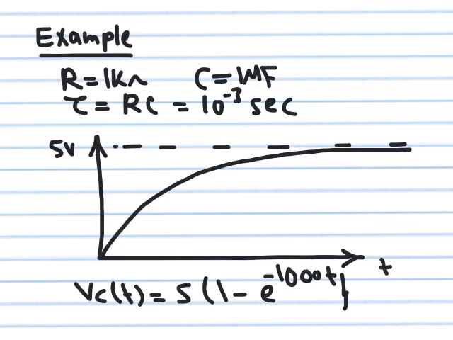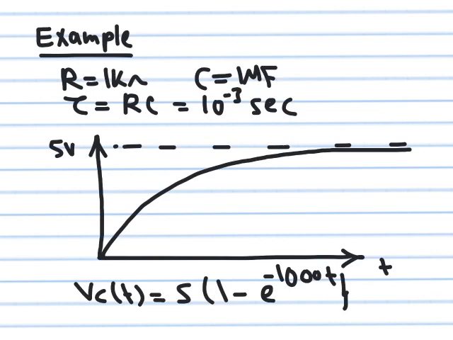So we can put an example here. If R is equal to 1 kilo ohm, the capacitor value is 1 microfarad, then tau is equal to RC. You multiply these two, you get 10 to the minus 3 seconds. So the expression for this waveform will be this one here, okay? 5 times 1 minus e to the minus t over tau. 1 over 10 to the minus 3 will give you 1 thousand. So you can write it this way.